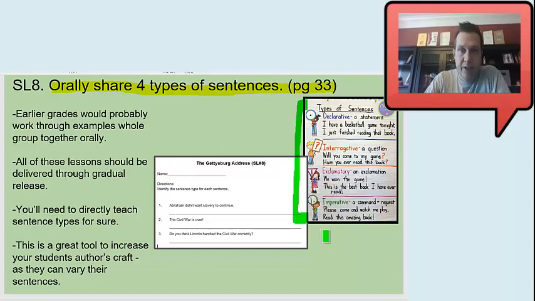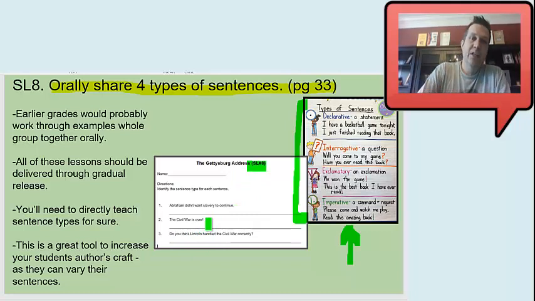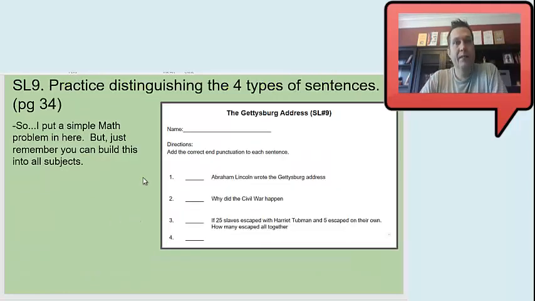So in this case, earlier grades would probably do a lot of this whole group. Again, you're going to be doing mini lessons on these things. All of these lessons should be delivered through a gradual release model, like I just said, and we should be directly teaching them. So SL8, you'll see here, initially what you're first starting off with is reading, discussing them, seeing if together you can come up with the correct punctuation that would go with each of those sentences in the example.